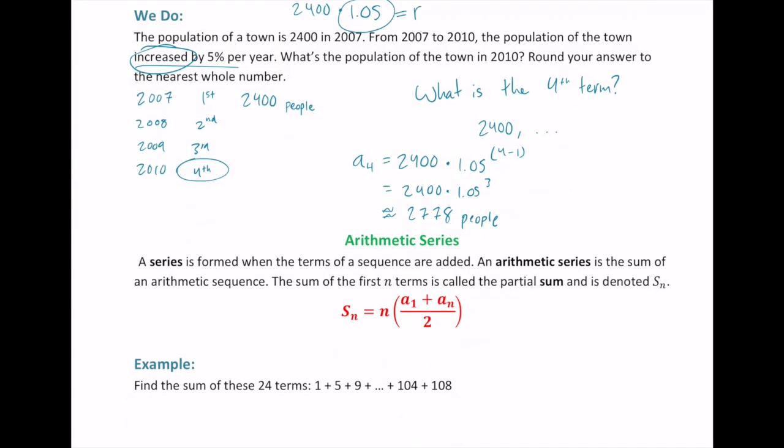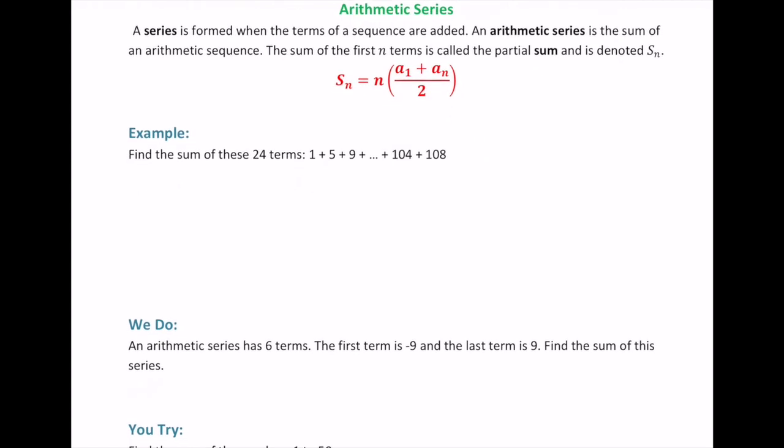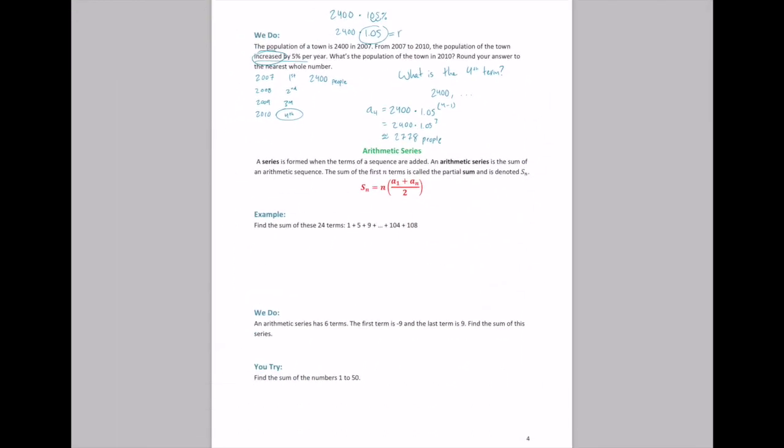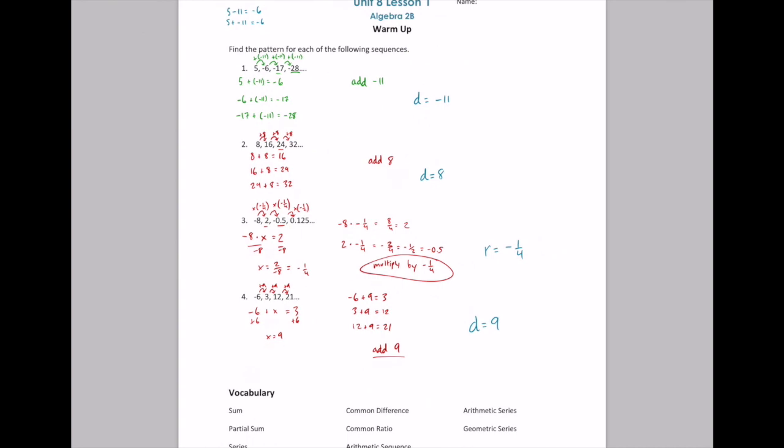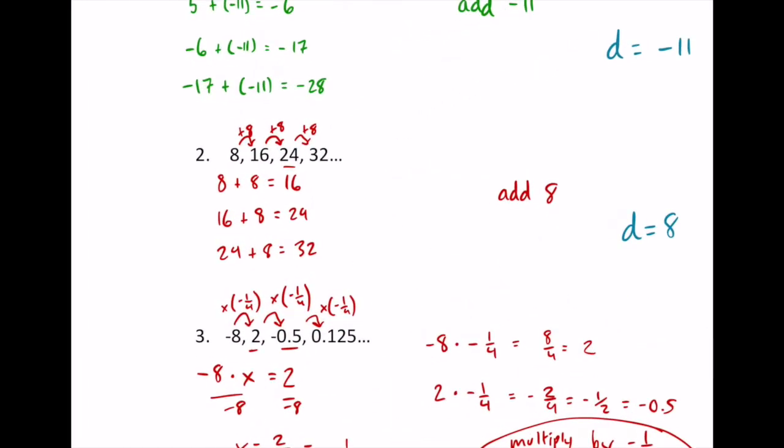Okay, let's transition to something else. So far we've been working with sequences. Now we're going to do a series. So a series is just when you take all of the numbers, all of the terms in a sequence, and add them up. So an example of that would be if I went back here and I took every number in this sequence and added it up. So 8 plus 16 plus 24 plus 32, and I keep going.